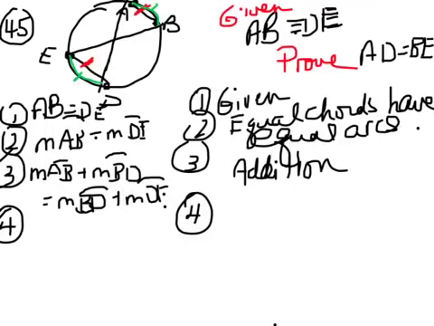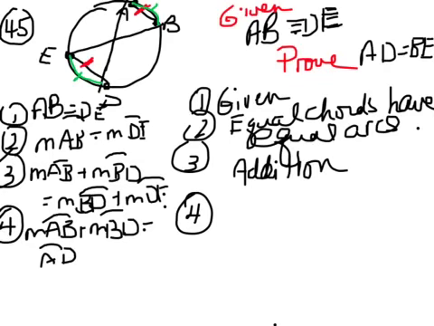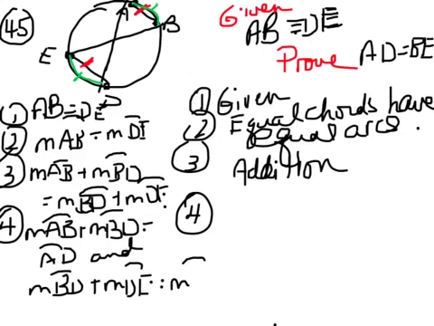All right, for step 4, measure of arc AB plus measure of arc BD equals arc AD. That's just saying what the whole arc is. And measure of arc BD plus measure of arc DE equals measure of arc BE. And that's just arc addition. We can say that arc is made up of those two smaller ones put together, arc addition.